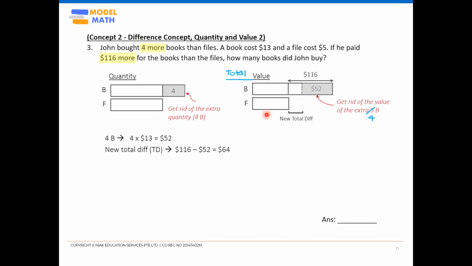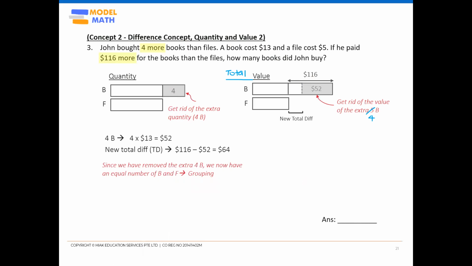Now, what do we do next? So back to the quantity model. Remember now that we have gotten rid of these 4 extra rows. What happened to my quantity now? Can you see my quantity is now the same, right? These 2 bars. So if the quantity is the same, and you know that these equal quantities together contribute to a new total difference of $64, this is where I can apply my grouping concept. Since now we have removed the extra 4 books, equal number of B and F, which means apply grouping.